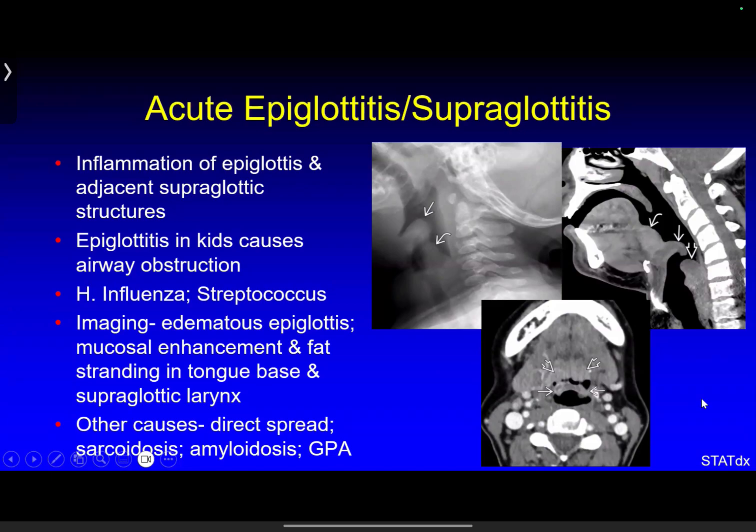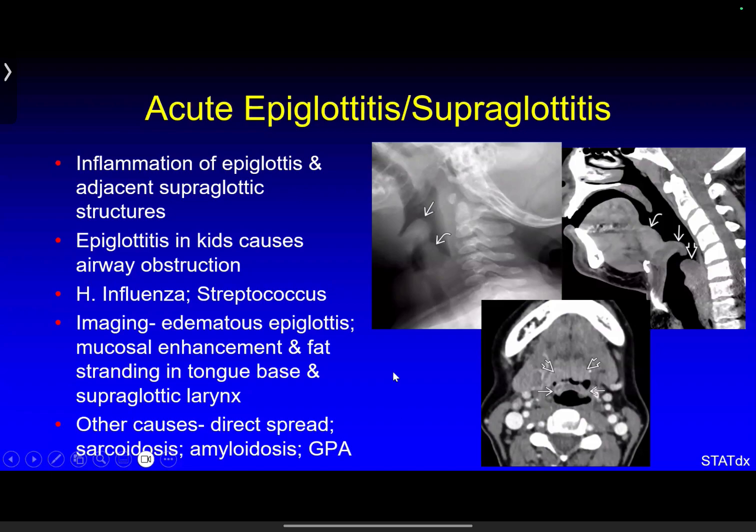This is an adult with acute supraglottitis and edematous epiglottis, which you can see on the sagittals, corresponds to this thumbprint on this lateral neck radiograph. And this is an edematous aryepiglottic fold, which corresponds to this triangular density. And there is also hyperenhancement of the lingual tonsils.